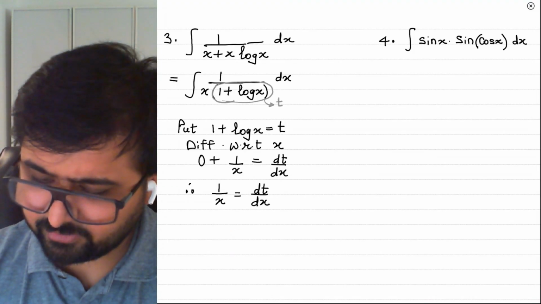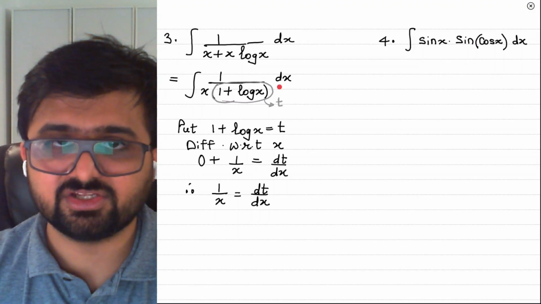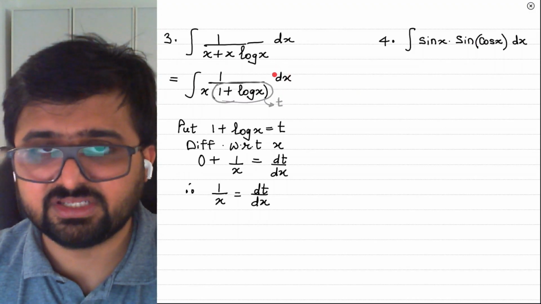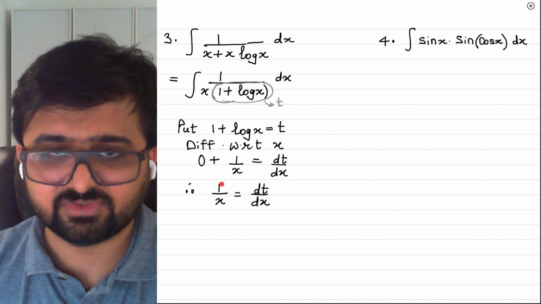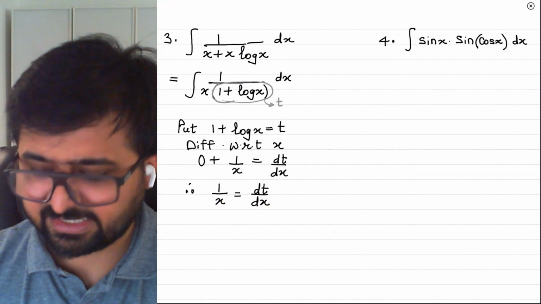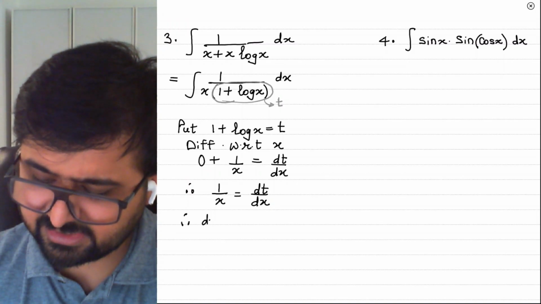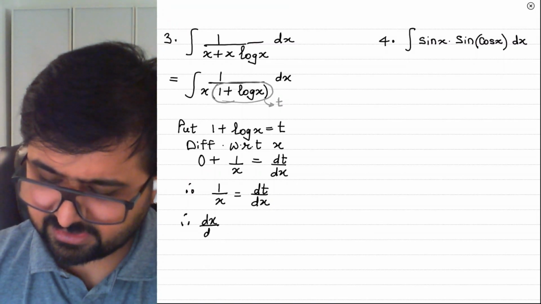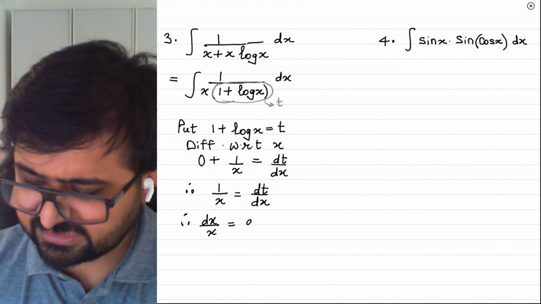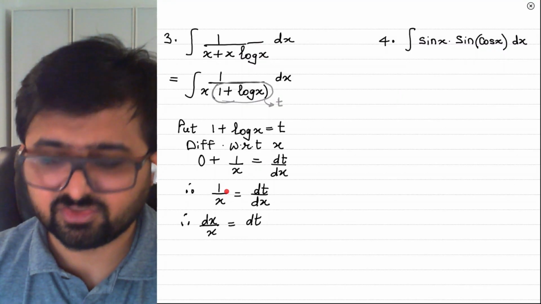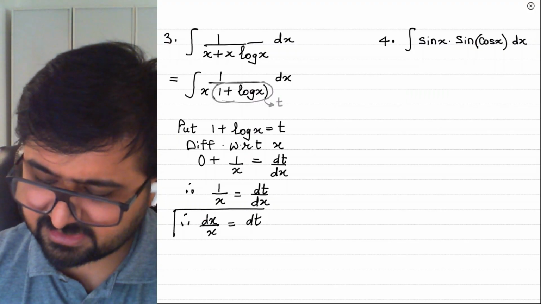Therefore, let's convert the entire function in terms of t. If you see here, dx divided by this x, you can take the dx over here to get dx divided by x equals dt. So if you take the dx in the numerator, you get dx by x is dt.